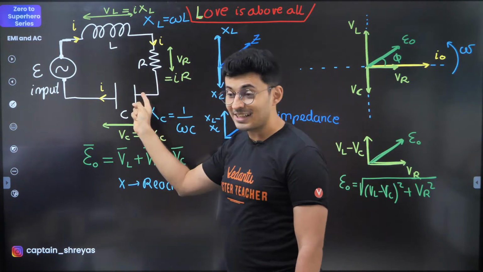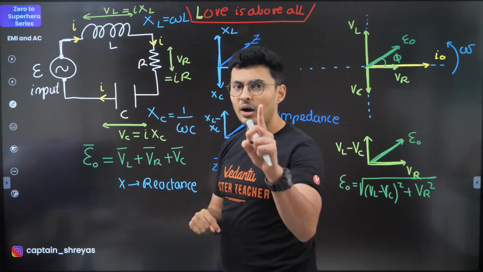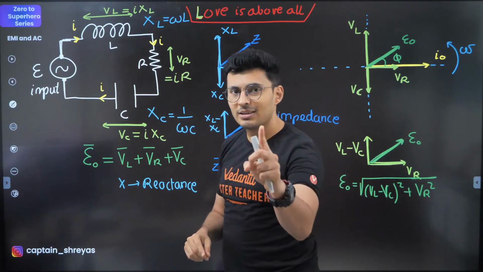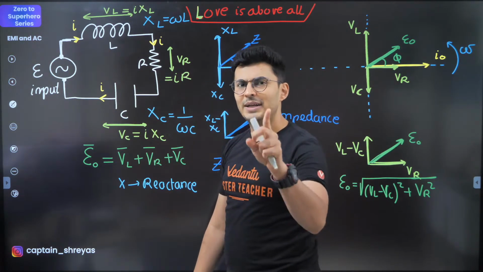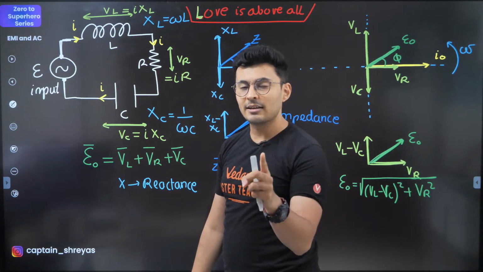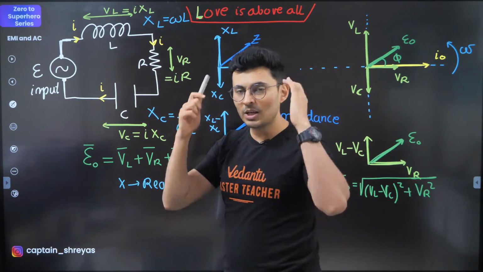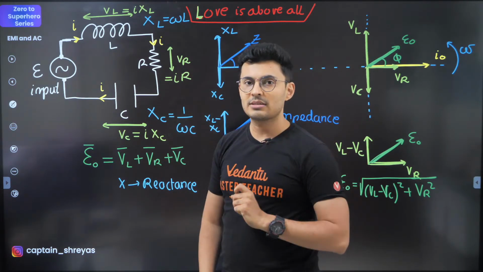Okay, so it's in series. Yes, so that's why the current is the same. All the components have the same current, but the problem is the voltages won't be the same. Now see, there is one fundamental difference which you need to realize between AC and DC. DC is scalar, AC is vector. The moment you make this enter your head, you will not make mistakes.